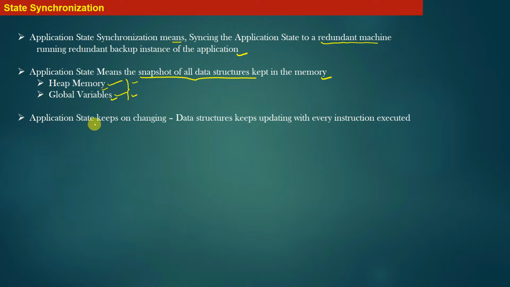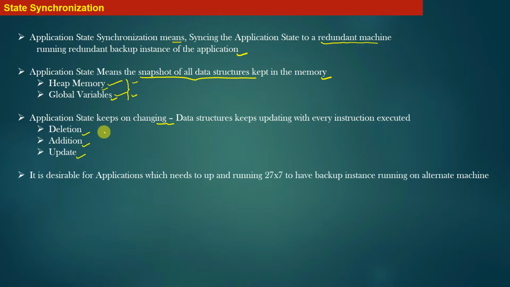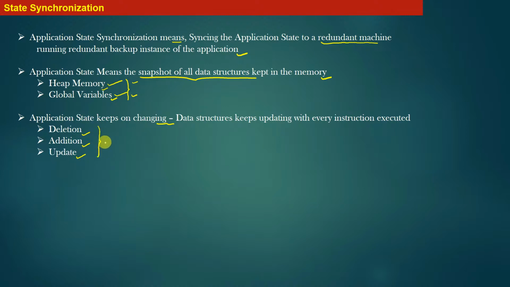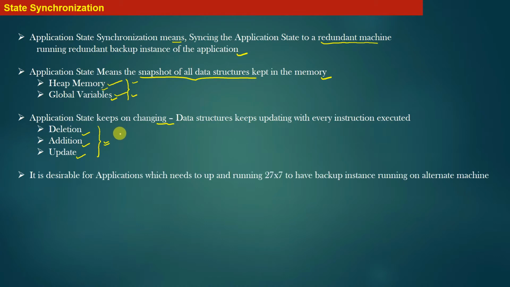So application state keeps on changing. As you know, your application may have linked lists, trees, queues, stacks in the memory, right? And as your application executes the logic, of course, the data structures kept in the memory keep on updating with every instruction. You can delete some data structures, add new data structures, or update the existing ones, right? These are the normal operations performed by your application at the execution of almost each instruction.